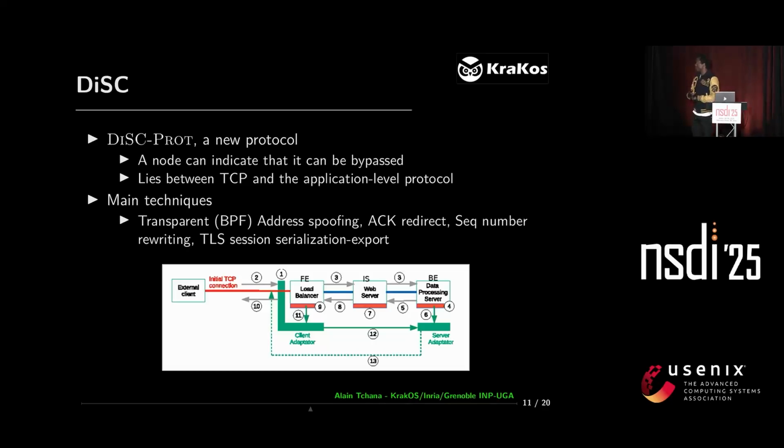We do ACK redirection because, as I mentioned, the header and the footer will flow through the same communication path. So the load balancer will still receive the TCP ACKs from the client. If we want the backend to send data, we need to send the ACKs to the backend. Also, we have to control TCP sequence number generation, and finally support TLS. We do this by implementing a distributed version of TLS sessions.